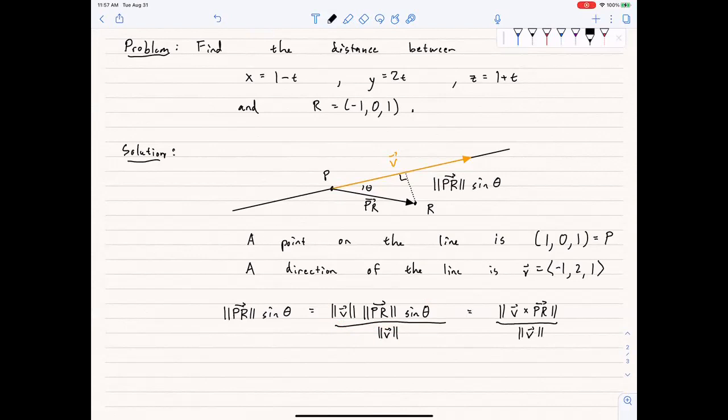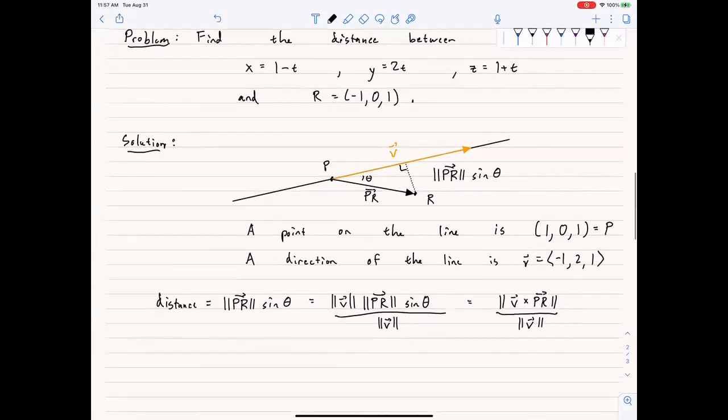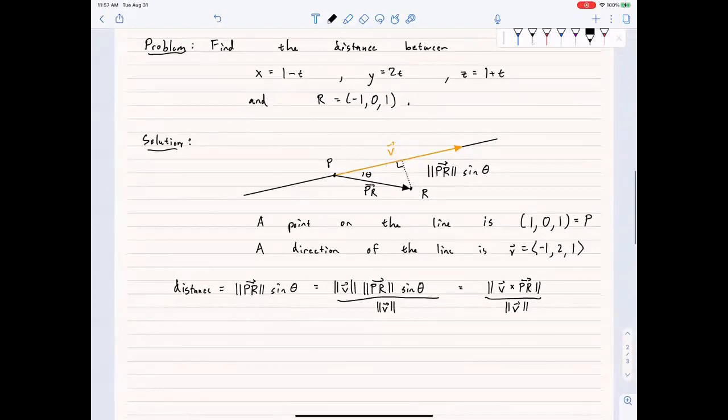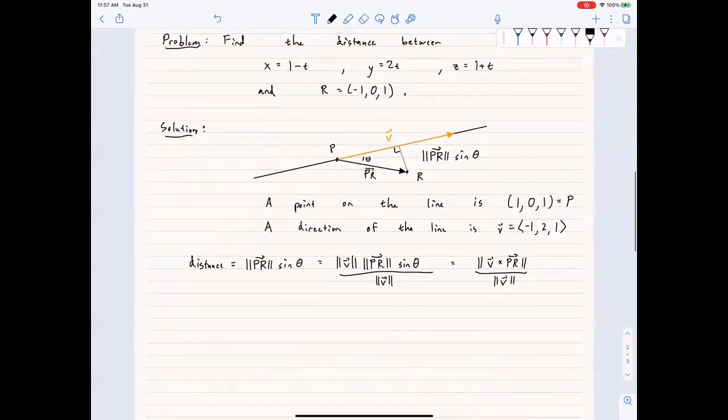And do we have everything we need? Well, we haven't written down PR, but we can easily do that. We do have R here and P here. So this is the formula, and you'll find this in the book. This is the distance. Once you find your P and your V, this is going to give you your distance. And so to compute it, we just need to calculate PR and then do a little bit of arithmetic.